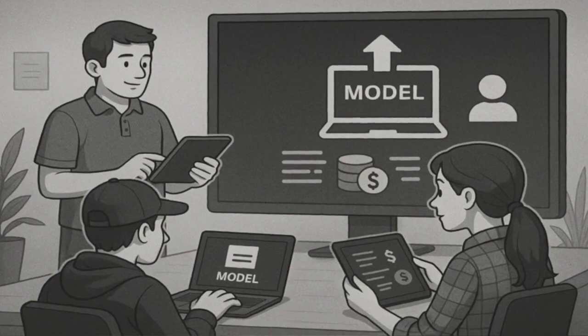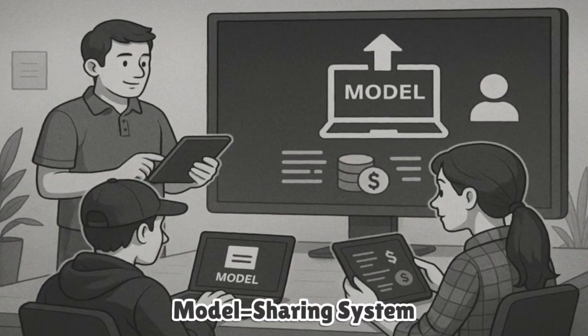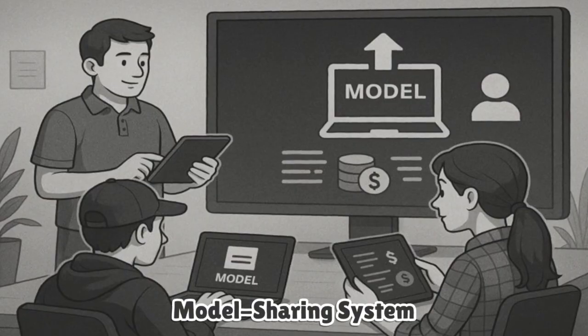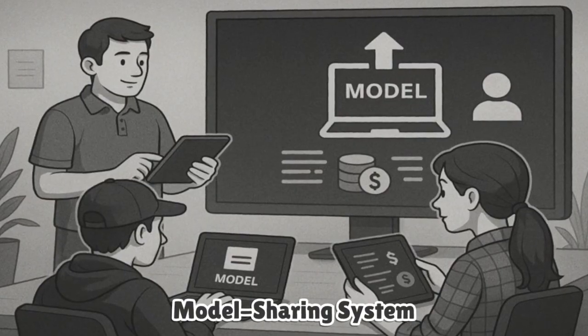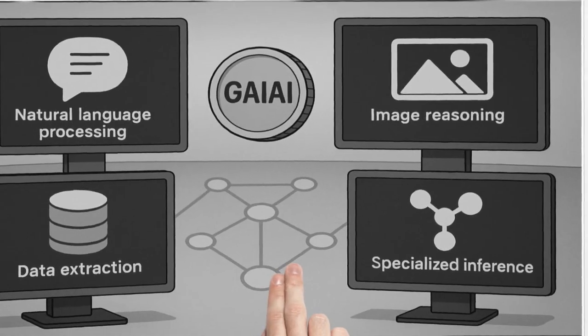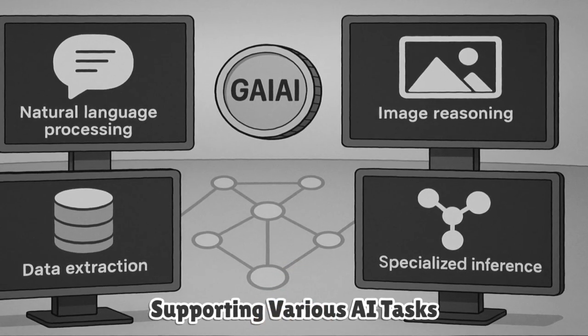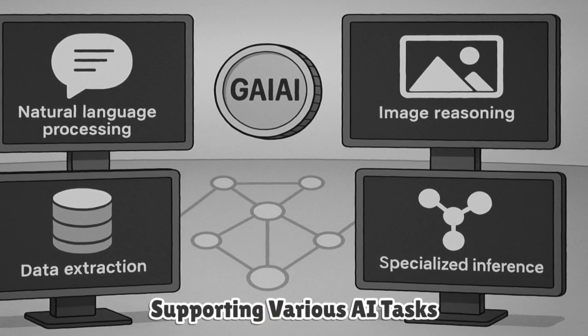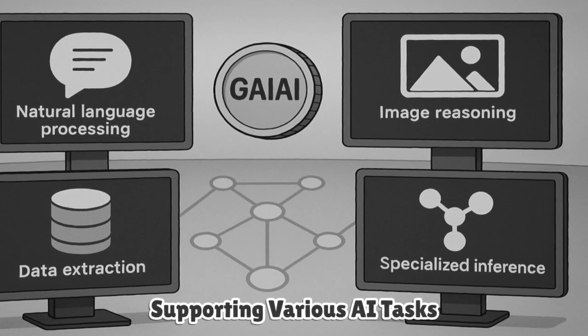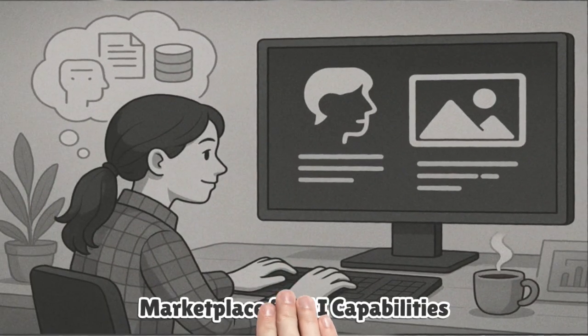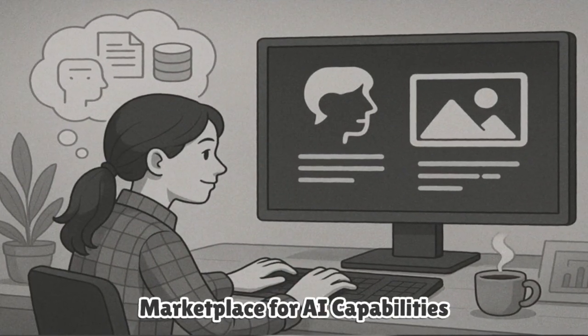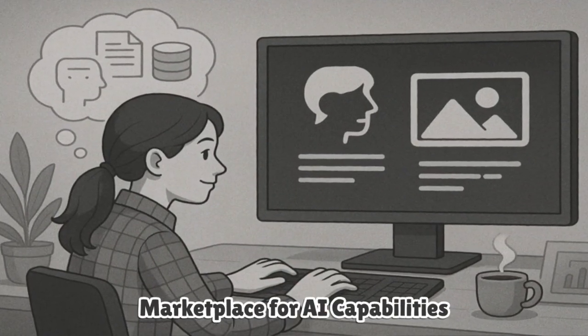The platform introduces a model sharing system allowing users to publish, update, or monetize machine learning models within the ecosystem. These models may support tasks such as natural language processing, image reasoning, data extraction, or specialized domain-specific inference. By building a shared intelligence layer, Gaiai seeks to create a marketplace-like environment for AI capabilities.